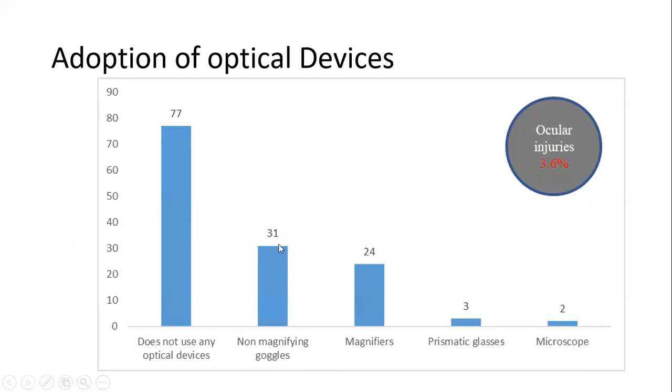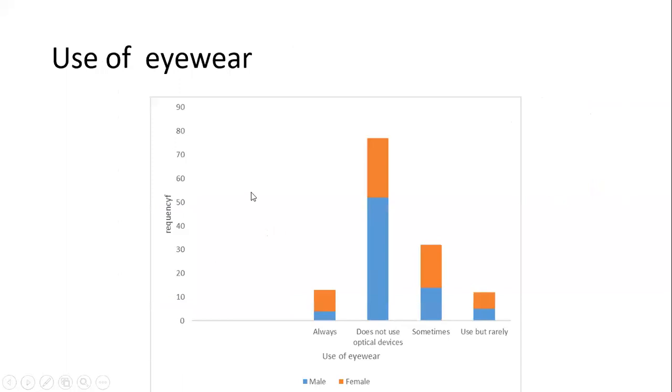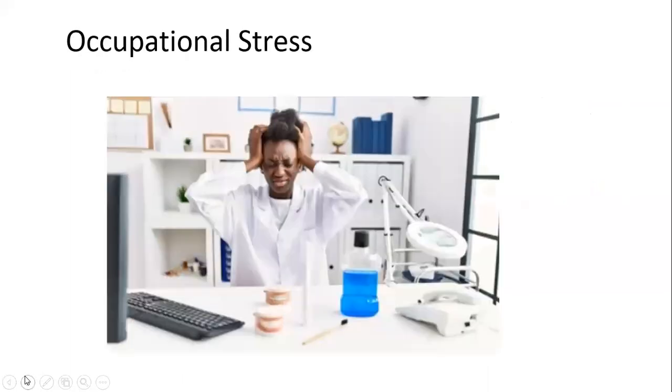Non-magnifying goggles were much more commonly adopted, and I think we had already mentioned only 2 reported using microscopes. In terms of eyewear, quite a number there. The highest number do not use optical devices. Some will use them, but rarely, and only a very small portion use optical devices all the time. Just a few slides. I think I'm still on time.